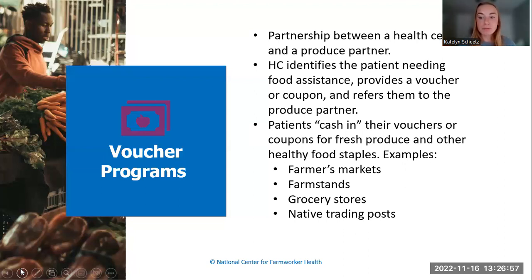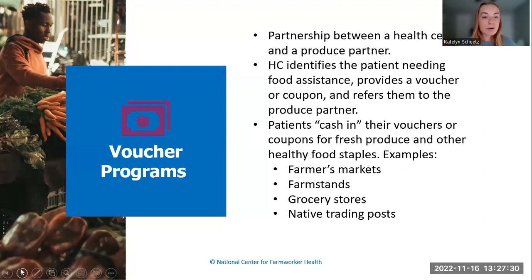And the type of produce partners available to you may determine what model your program follows. So again, this is very open-ended, very wide in scope. We wanted to make it available to health centers in urban areas, super rural areas, and everyone in between. So I wanted to give a brief overview of each program type and the types of partners needed to achieve them. So first, we'll start with voucher programs.